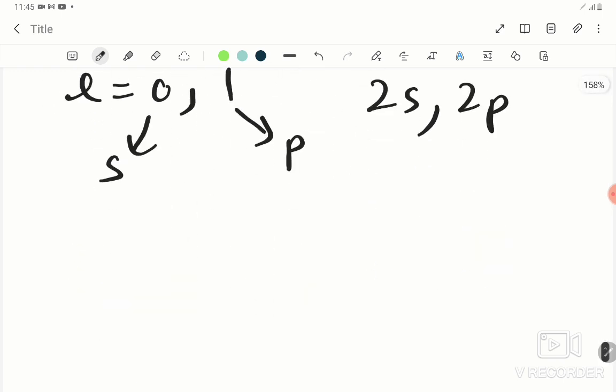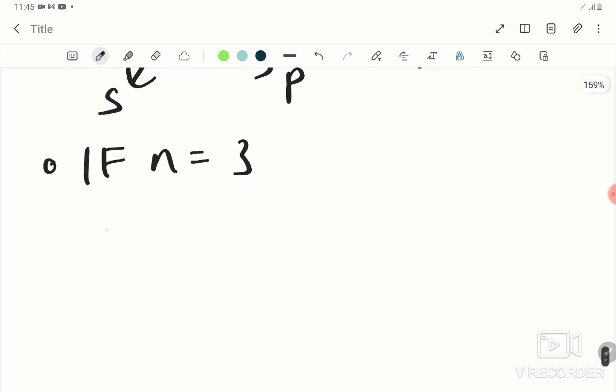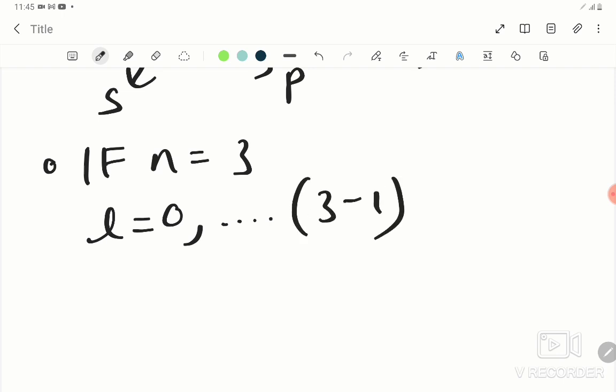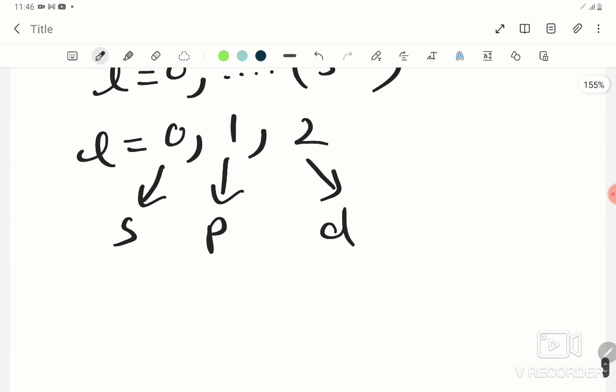Now guys, similarly, we are going to observe the case of n is equal to 3. If n is equal to 3, then angular quantum number L will start from 0 and it will end at 3 minus 1. 3 minus 1 is 2 and therefore angular quantum number in this case will have the values of 0, 1 and 2. Now guys, L equal to 0 signifies s orbital, L equal to 1 signifies p orbital and L equal to 2 is d orbital. So guys, in principal quantum number 3, there will be three types of orbitals, s, p and d, and their names will be 3s, 3p and 3d.